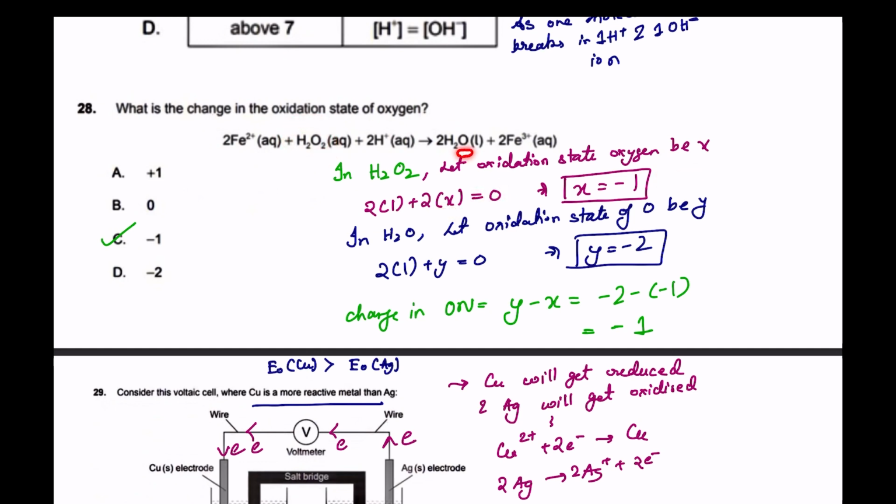And oxygen on the right hand side is only present in H2O. So in H2O, let the oxidation state of oxygen be Y. So 2 times 1 plus Y will be equal to 0. So Y becomes -2. So the change in oxidation number is final oxidation number minus initial oxidation number. So -2 minus of -1, so it's -1. Option C is the correct answer to this question.